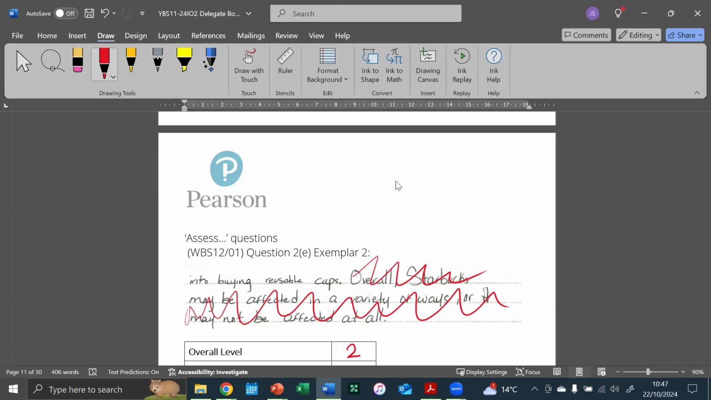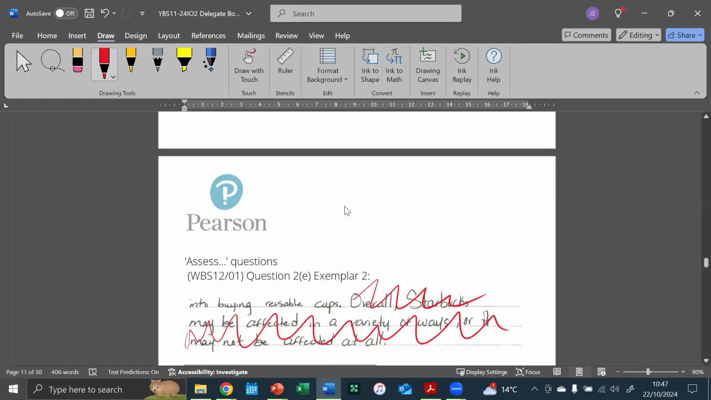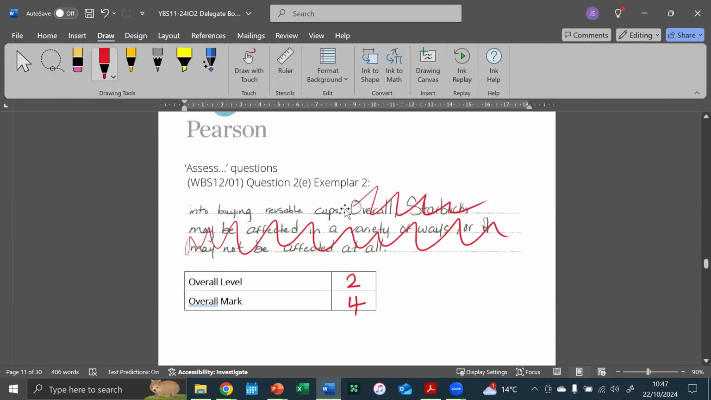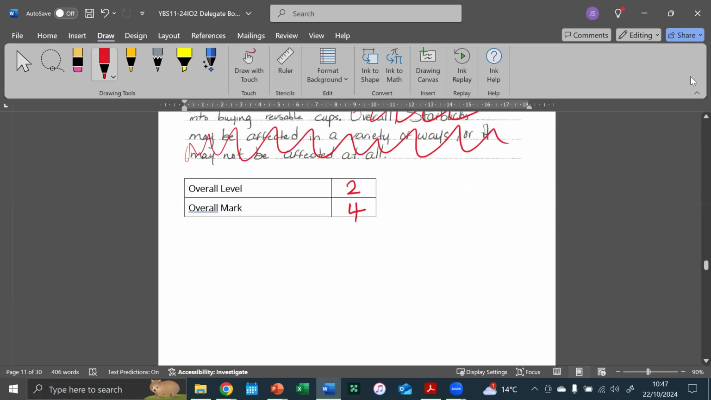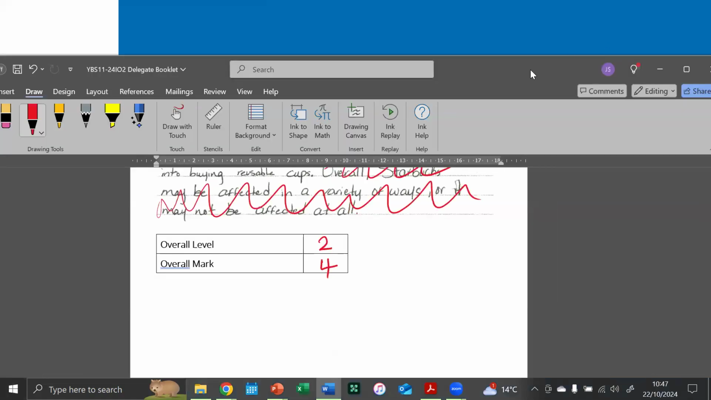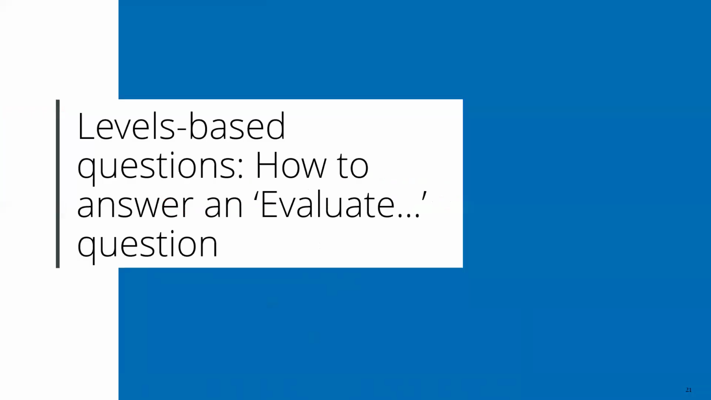Now, we're not doing that. We're not looking at a significant number. We're just looking at 2 blind, okay? But you're trying to create that ladder. That second exemplar was not as good as the first exemplar. Right, I am going to minimize that, and I'm going to have a look now at the evaluate question.